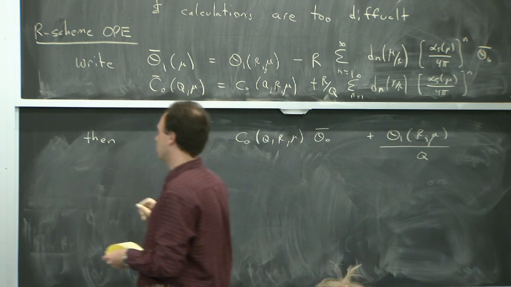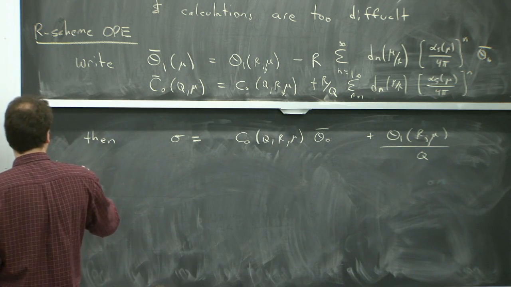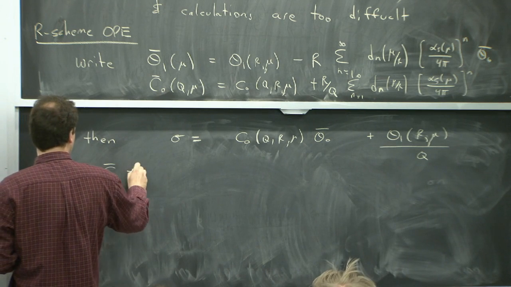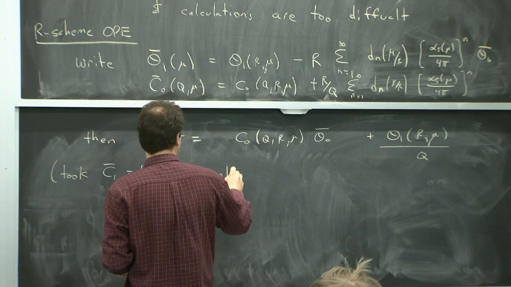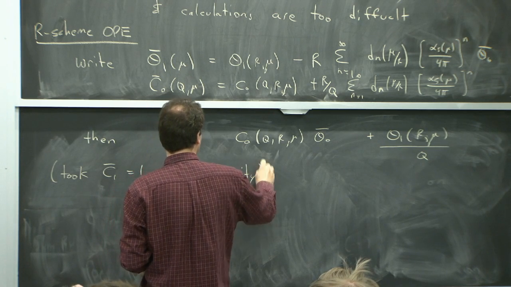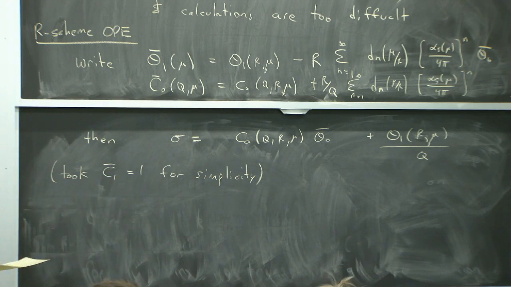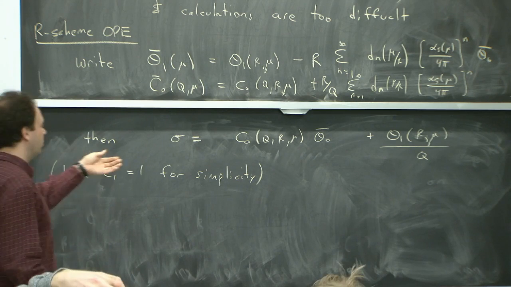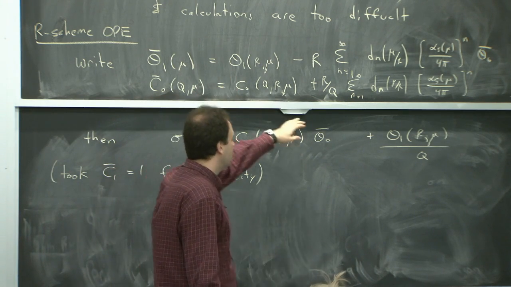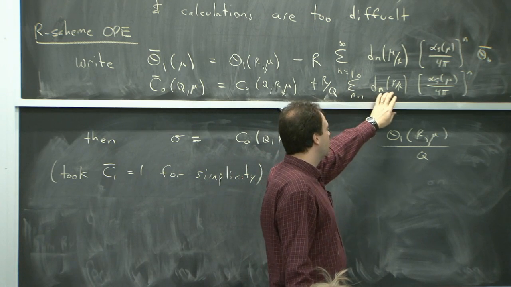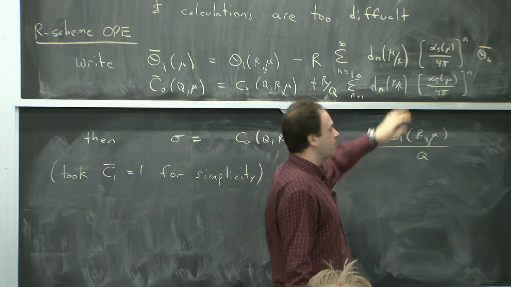I took, in this example, C1 equal to 1 for simplicity. It's a little more complicated if I want to keep it, but we could keep it if we needed to. So basically, I've made a rearrangement to some equivalent OPE by just changing the definitions here. But I have now the freedom to pick these Ds.